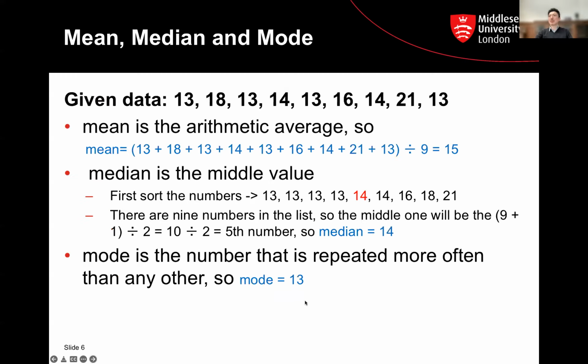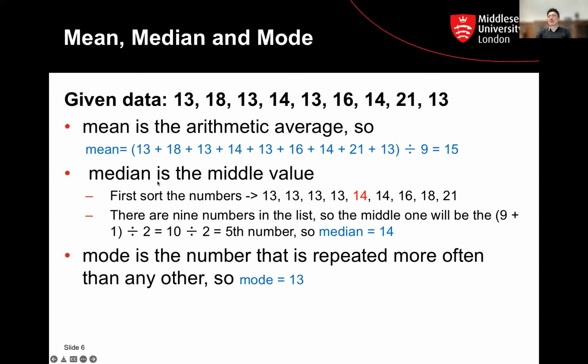Okay, let's look at the example now. Let's say this is our data collection. If we want to calculate the average or the mean, you add all these numbers together, 13, 18, and so on, and then divide it by how many numbers you have. So it's 1, 2, 3, 4, 5, 6, 7, 8, 9. There's a total of 9 numbers. Do the division, and that's the mean or the average for your data set.